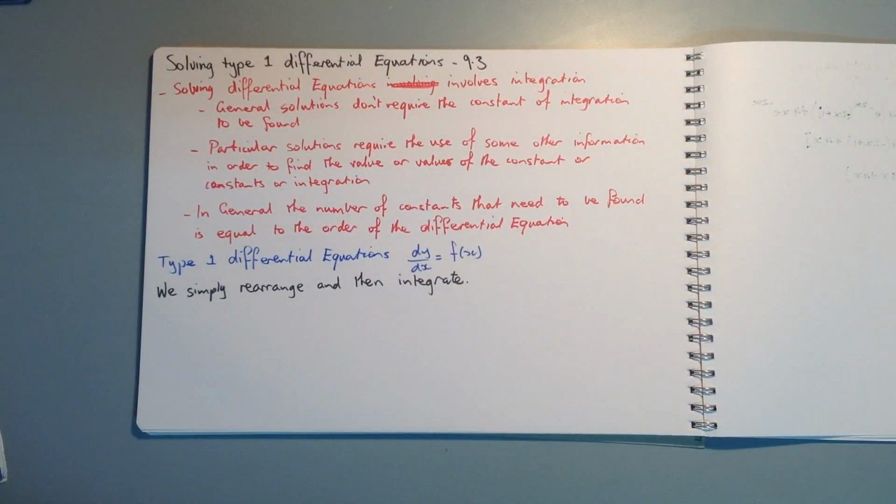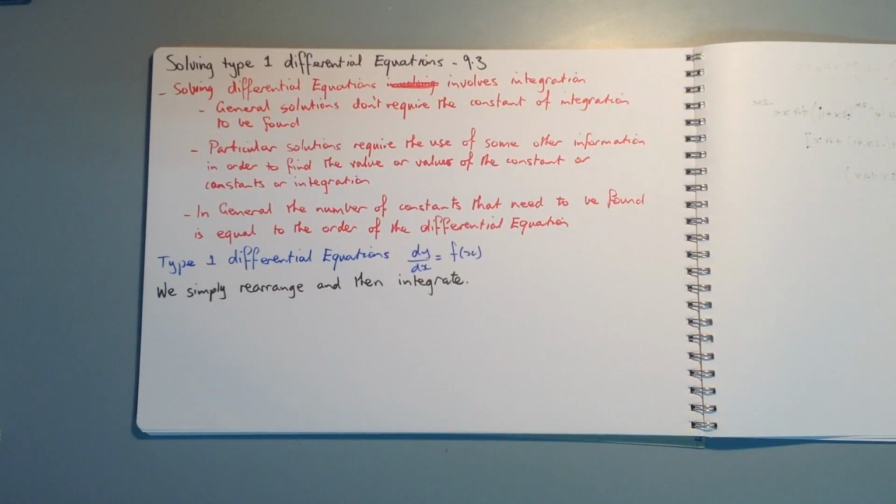In this tutorial we're looking at section 9.3, which is solving type 1 differential equations. Generally speaking, if we're going to solve a differential equation, that involves integration. Our general solutions don't require the constant of integration to be found. Remember, whenever we integrate a function, we end up with that plus c on the end. That's our constant of integration. So our general solutions are fine with that plus c being at the end.